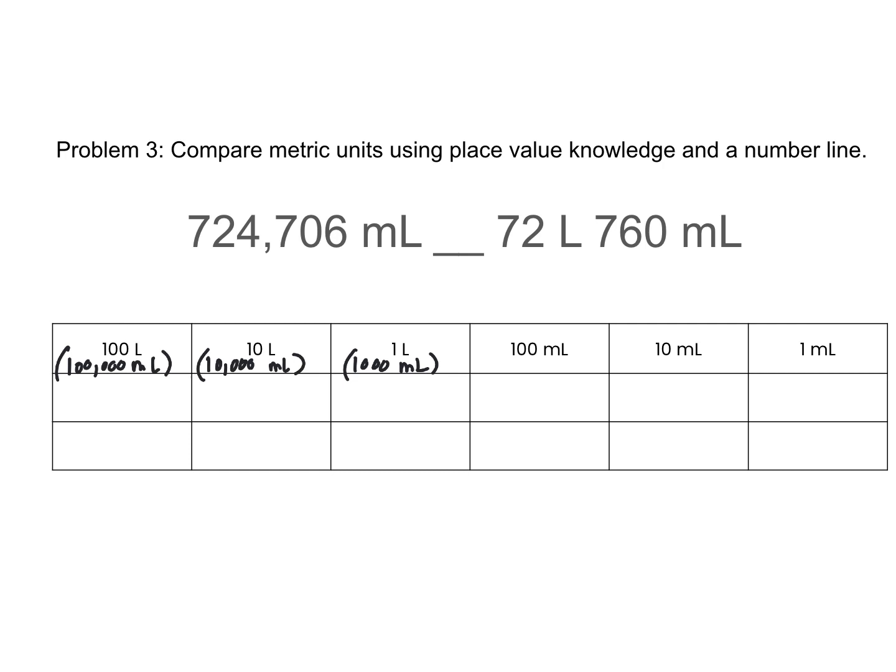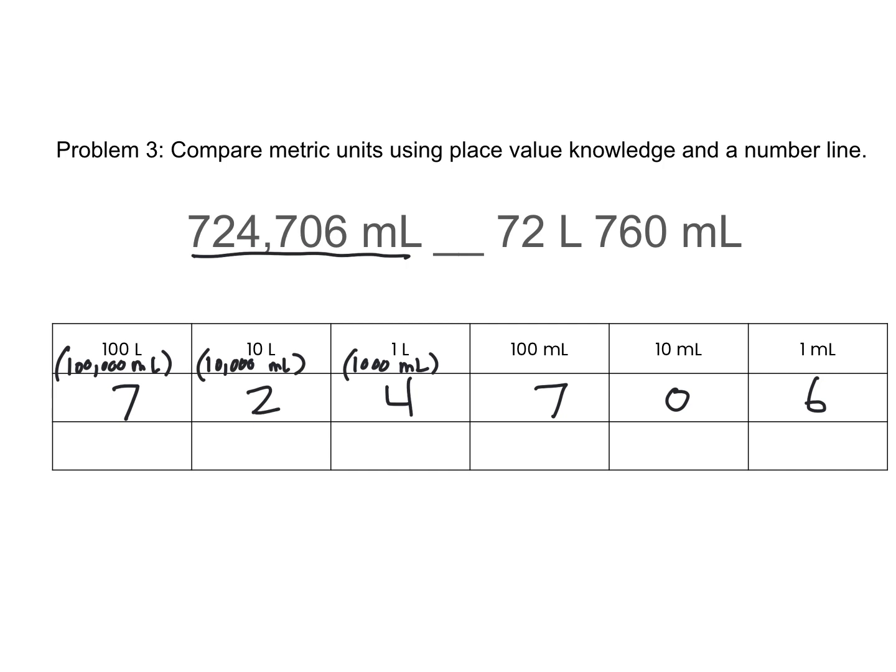So if we're going to take this and we're going to take 724,706 milliliters, let's figure out where we're going to put that. 700,000 would go here under our 100 liters, right? 100,000 milliliters would be similar. And we would put the 2 into our 10,000, the 4 into our thousands. Then 100 milliliters would be 7. We don't have any tens, so we'll just put a 0 there. And this 6 would go into the ones of our milliliters. This is how we would write this in a chart.